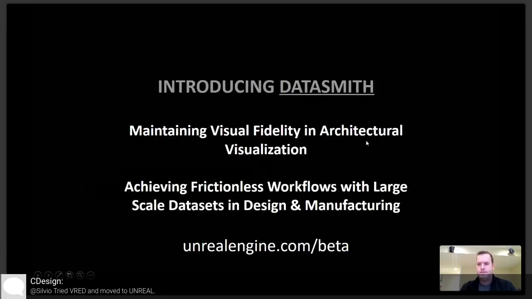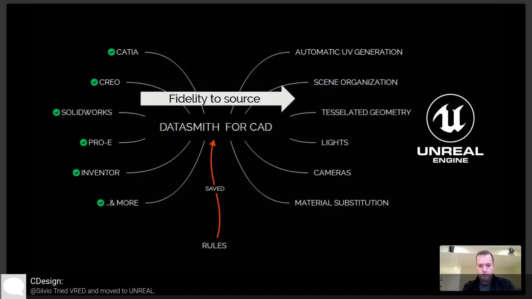We had some pretty big announcements, and of course, Craig talked about Datasmith in his presentation. So Datasmith in its current form is a plugin for 3ds Max and a plugin for the engine. And I'll go ahead and explain those a little bit more in a second. The goal, at least for architectural visualization, is maintaining visual fidelity to the source creation package, which is like 3ds Max or Maya or something like that. And the CAD data is for achieving frictionless workflows with large data sets. So what does that actually mean?